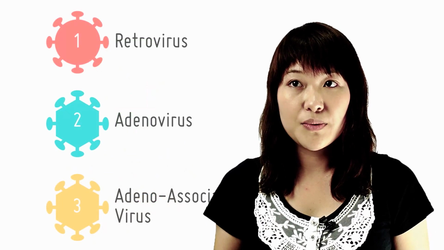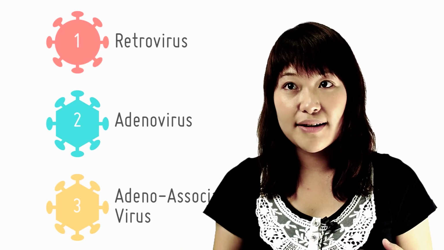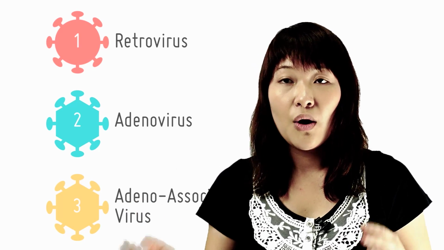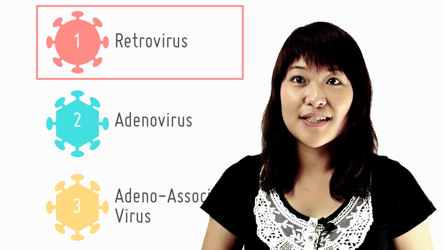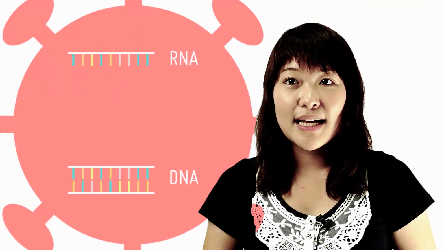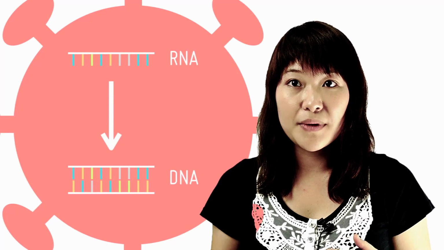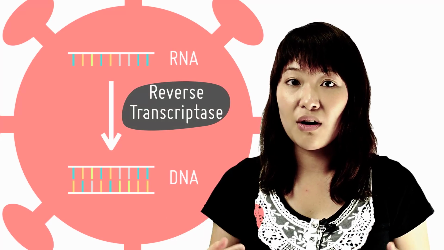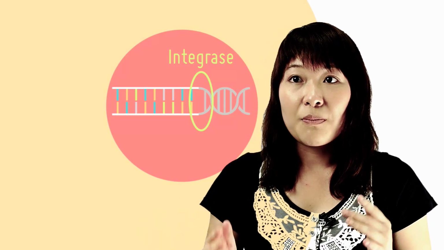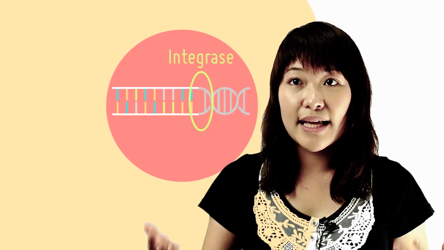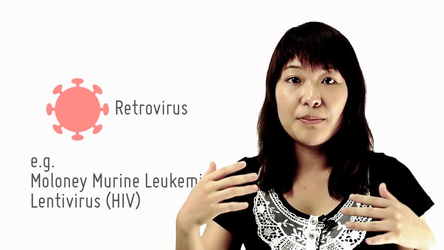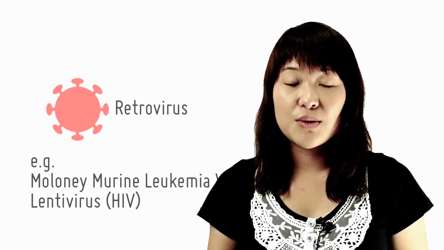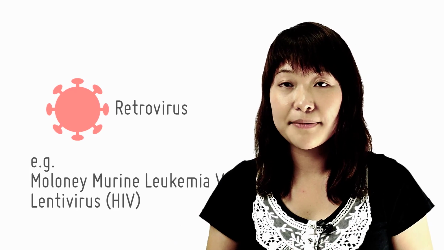Different types of viruses are used, such as retroviruses, adenoviruses, and adeno-associated viruses. Only retroviruses are in your syllabus, but if you're interested, do read up on the other types of viruses used because it's pretty interesting. Retroviruses are able to create double-stranded DNA copies of their RNA genomes via an enzyme called reverse transcriptase, and then integrate these double-stranded DNA copies randomly into the chromosomes of host cells via another enzyme called integrase. Examples of retroviruses include the Moloney murine leukemia virus as well as the lentivirus, which is derived from HIV.